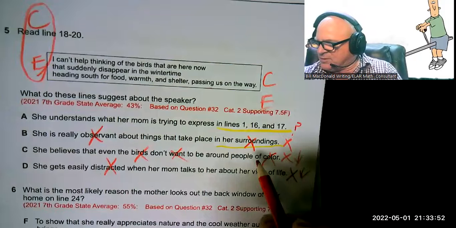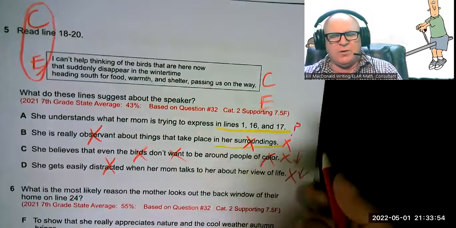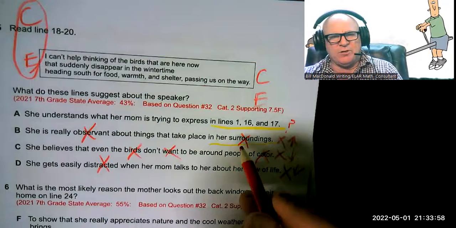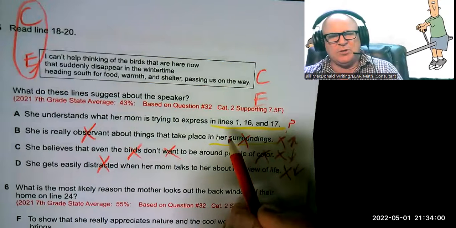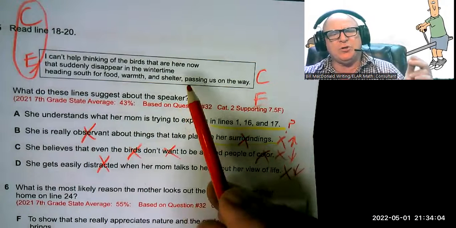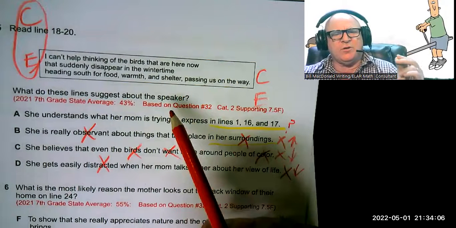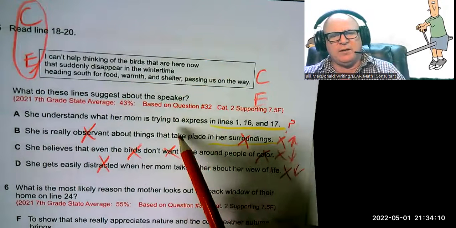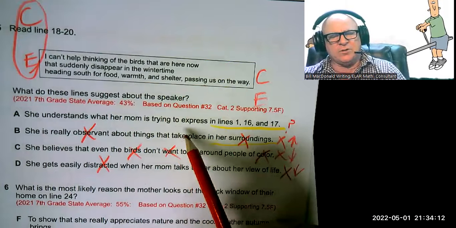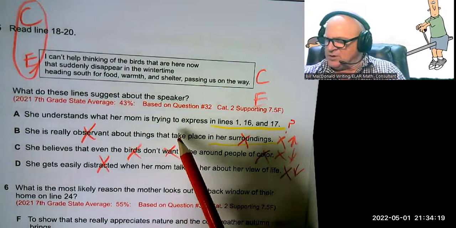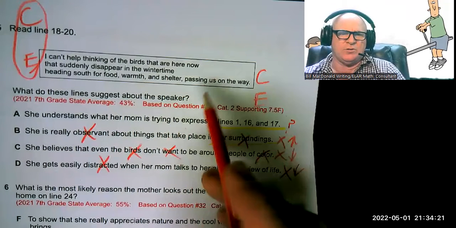Being observant is a positive characteristic, but it wasn't talking about how smart she was or how much she pays attention to the world around her. It was basically because she was paying attention to her mother. She's very observant about the things that her mother says. That would have been a closer answer to what is correct, which is exactly what letter A was saying. So as we read, we're going to choose letter A.